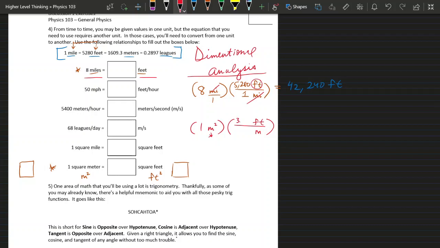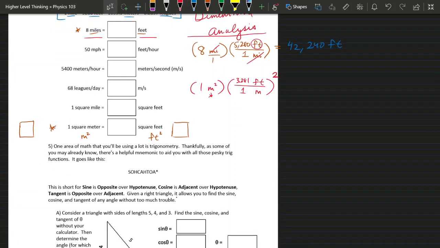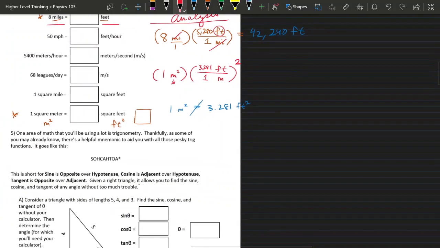Now I know there are 3.281 feet per 1 meter, and now what I'm going to do is square this entire second parentheses. And the reason why we do this, and we don't just put the squares inside of the parentheses, is because we can't say that 1 meter squared equals 3.281 feet squared. That will not work. Let's take a look why that won't work.